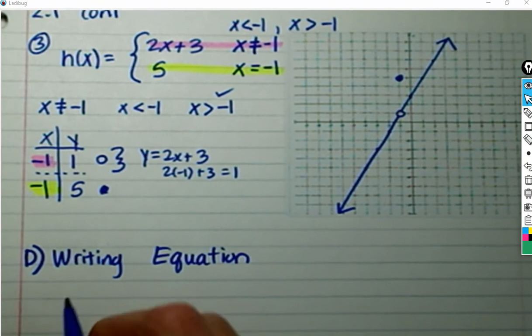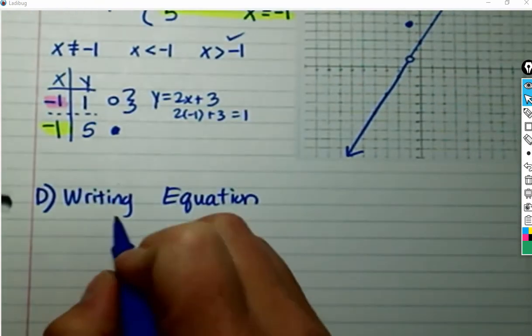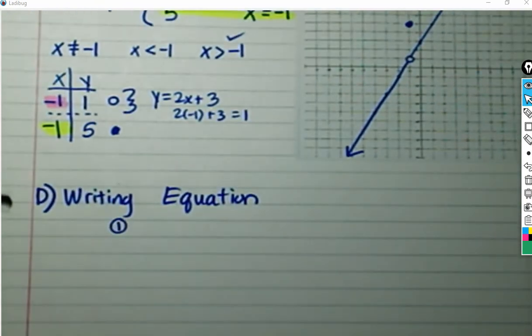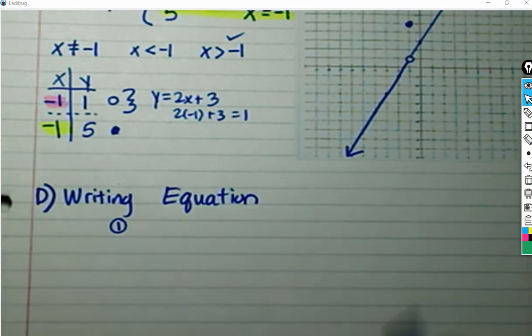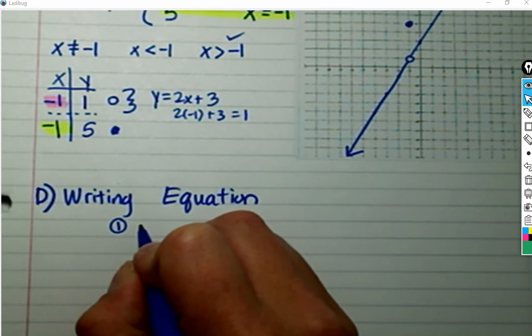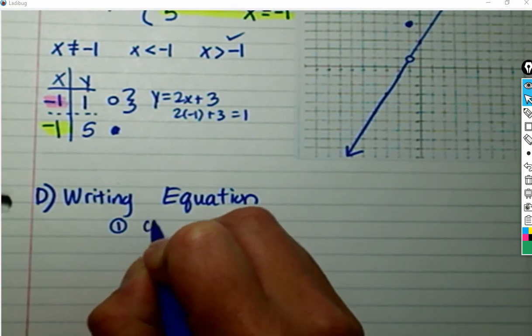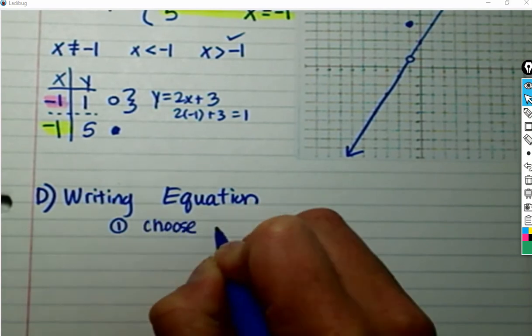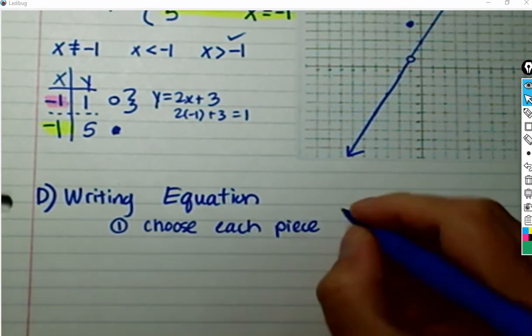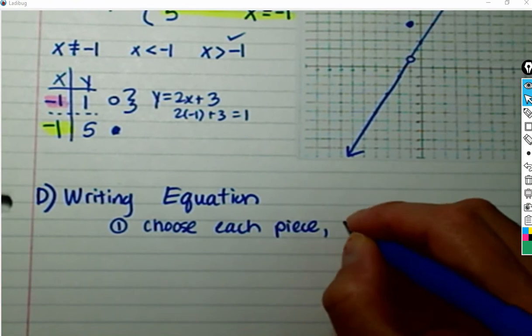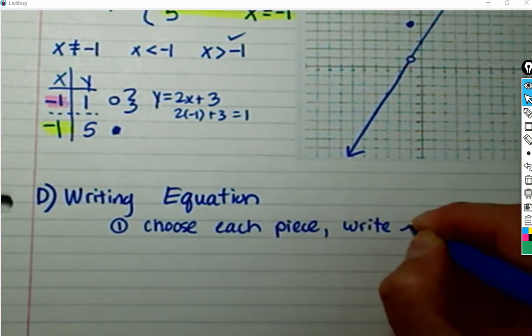All right, so writing equations. First step: highlight or choose each piece. How many pieces? Choose each piece. Okay? Write the equation.